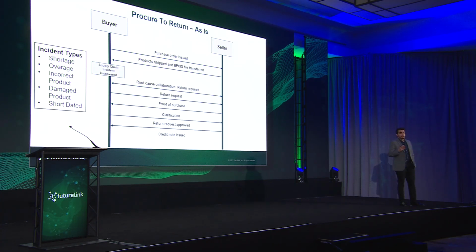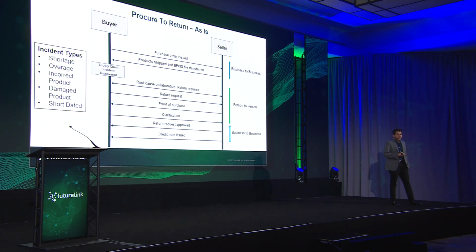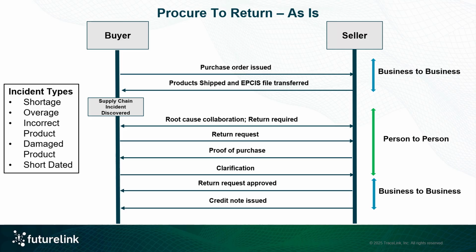A return authorization typically results in a credit note being issued, which is basically a reflection on the accounts to adjust the products that are being returned. So as I said, there are two parts here: the business to business aspect, which is the B2B transactions, the purchase orders, ASN, invoice, EPCIS, and also the return authorization. And then the person to person or collaborative aspect, which today takes place through offline means like email, picking up the phone, where there's no audit, there's no paper trail to back that process up.